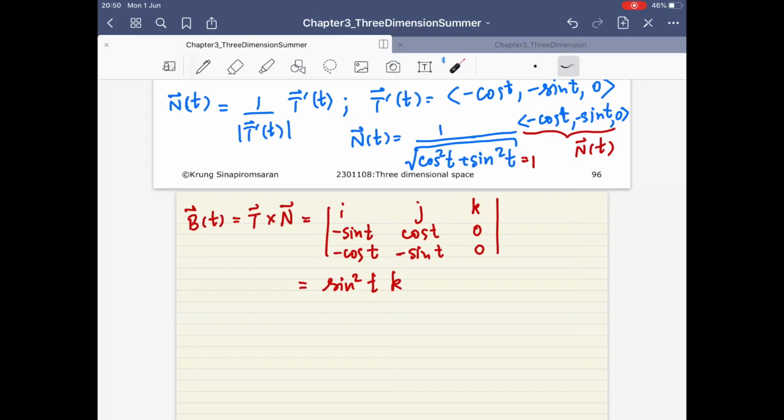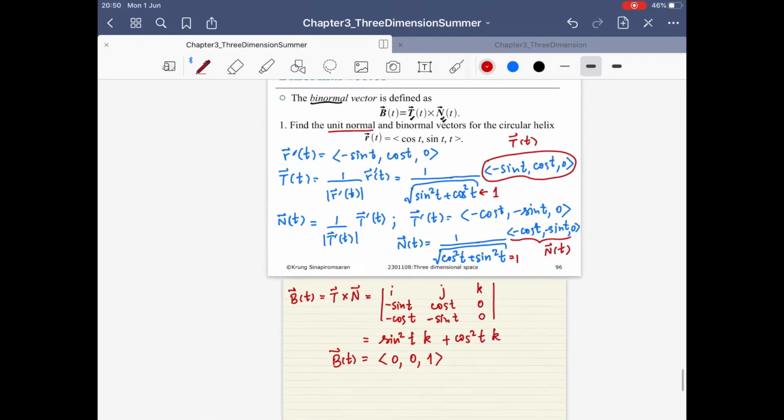upward diagonal, you get a negative cosine square k, but because it is upward, you have a positive, and the rest again is all 0. So what you have left is 0, 0, and sine square plus cosine square, which is 1. This will be your binormal vector of this helix.